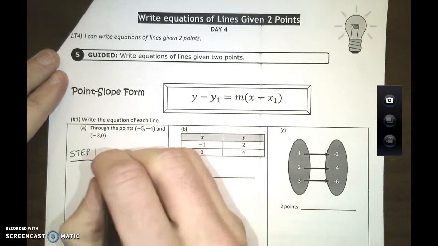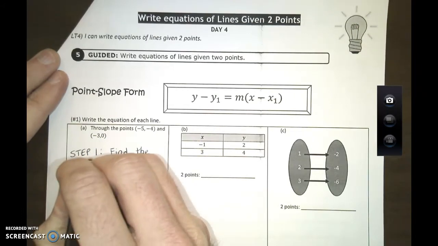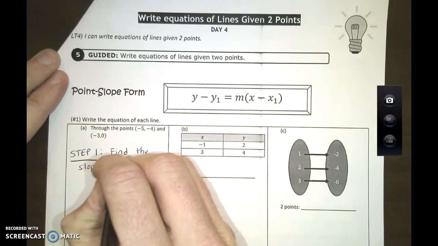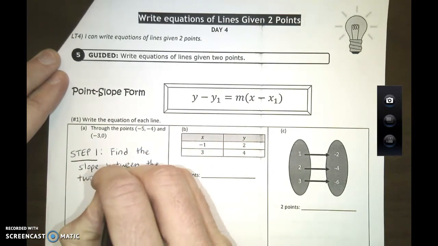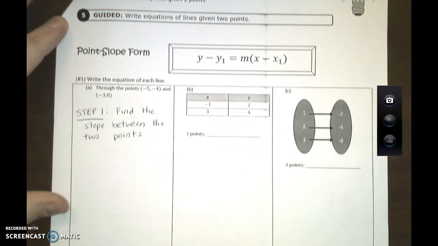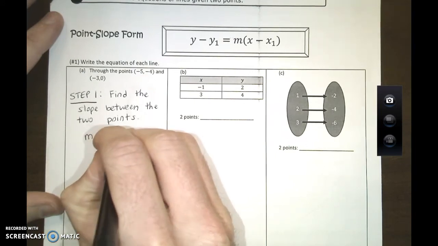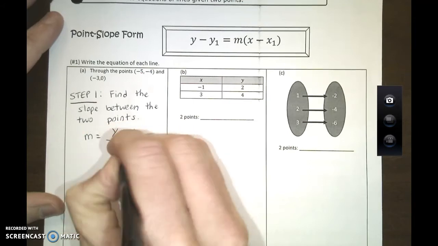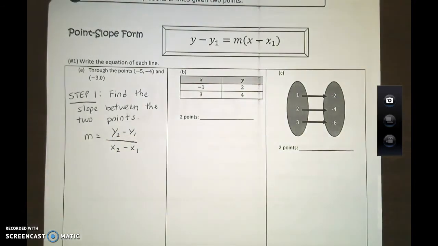when you're given the 2 points, you're just going to find the slope between the 2 points. Remember, the slope between 2 points can be found with a formula. So I'm going to write the formula below it just to refresh our memories. So m equals y sub 2 minus y sub 1 over x sub 2 minus x sub 1. So we're just going to use that slope formula with the points that we're given.